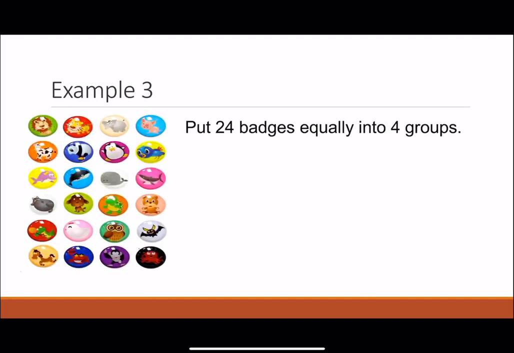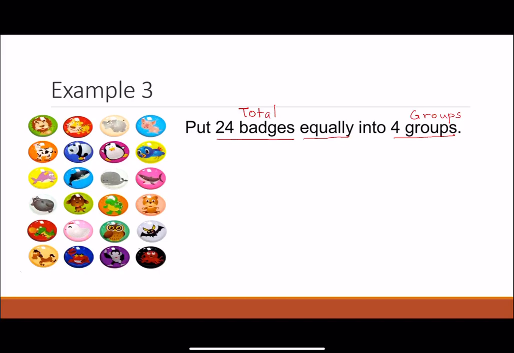Let us read the question. Put 24 badges equally into 4 groups. So, using the GET strategy, we know that the total number of items is 24, which we must divide equally into 4 groups. Using the GET strategy, to find the number of items in each group, we are to divide the total by the number of groups. In this case, it will be 24 divided by 4.